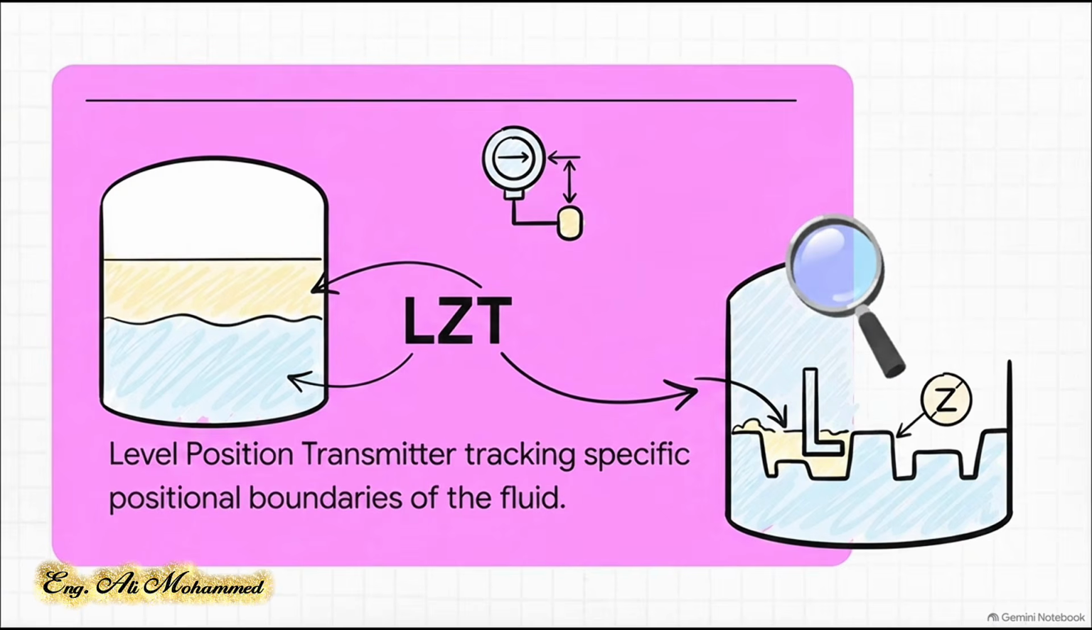Let's see how this builds. We can actually take this even further with the LZT. By combining L for level with the modifier Z for position or dimension, ISA 5.1 lets us create highly specialized tags. An LZT isn't just looking at the overall volume, it's a level position transmitter designed to track highly specific positional boundaries or physical dimensions of the fluid interface within that vessel.